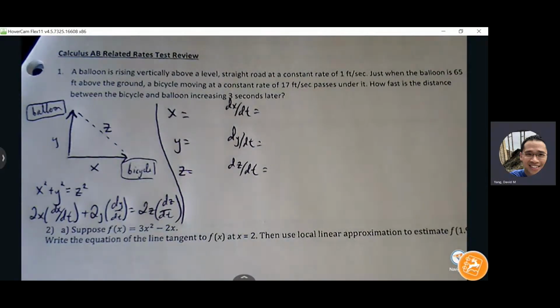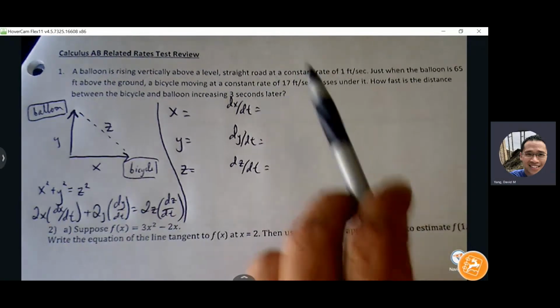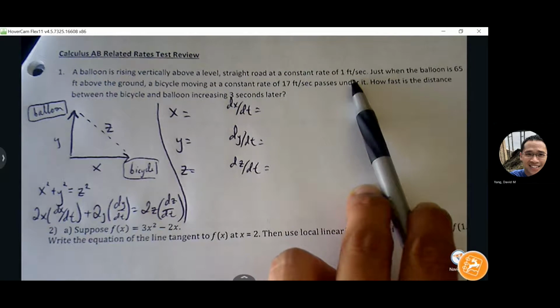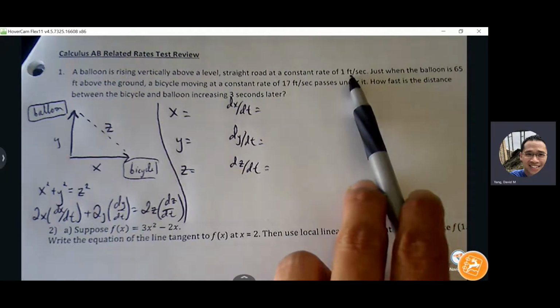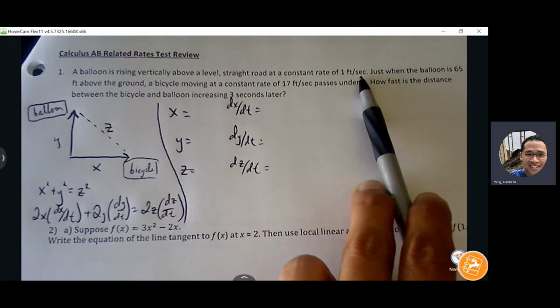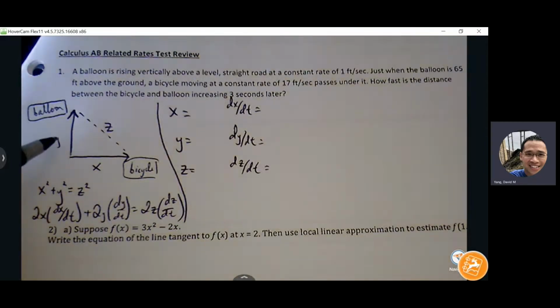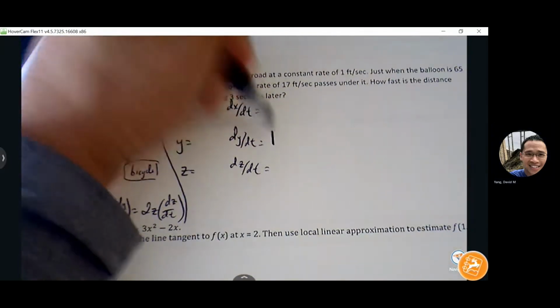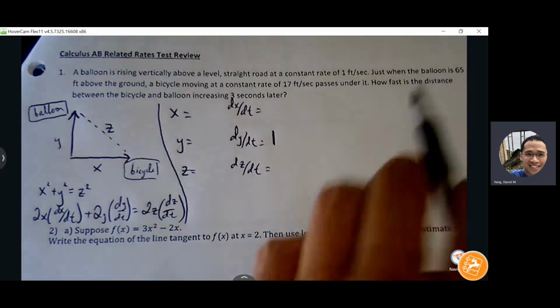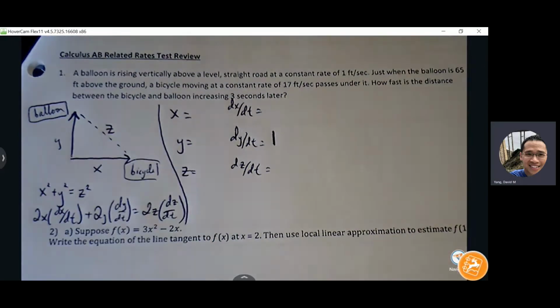A balloon is rising vertically above a level straight road at a constant rate of 1 foot per second. What can we assign this to? Yes, dy/dt, right? We see feet per second, so we know that's a rate. Time has to be involved. Positive or negative? Good, y is increasing. It's not so much the rising part, it's the fact that the height of this triangle is increasing, getting longer. Just when the balloon is 65 feet above ground.